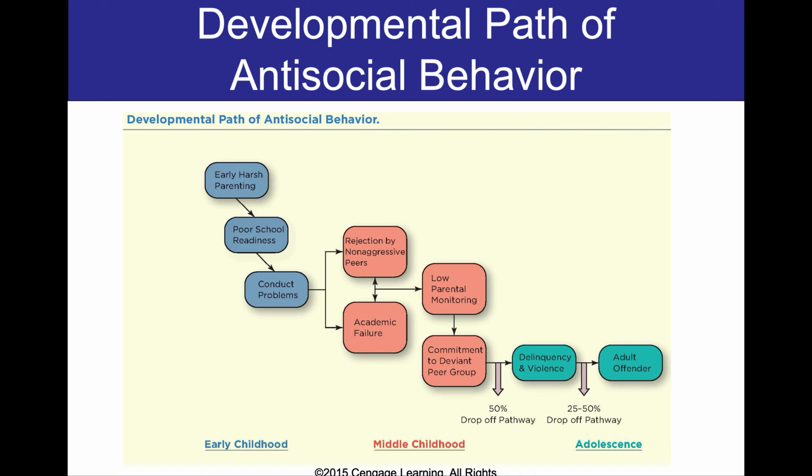Here's the developmental path of antisocial behavior. We start with, if we have the early harsh parenting going on, that's going to lead to poor school readiness for that child.